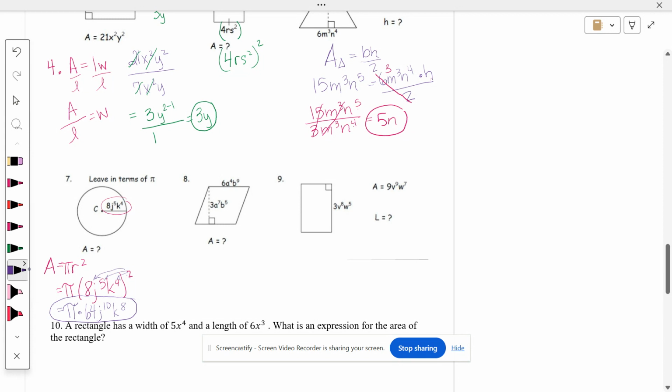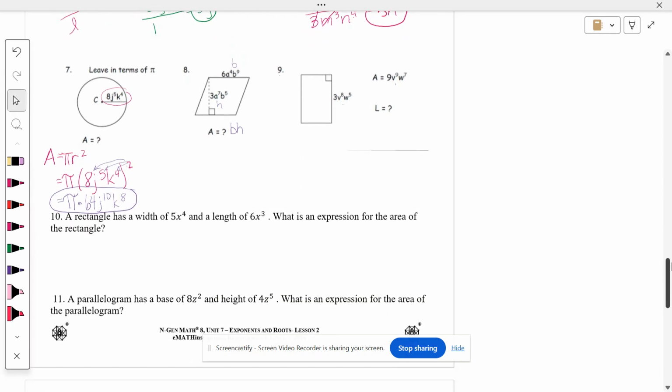Area of a parallelogram is just base times height. So this is my base and this is my height. You can do that one. And then number 9 is just like number 4. You're going to take your area and divide it by your width to find your length.